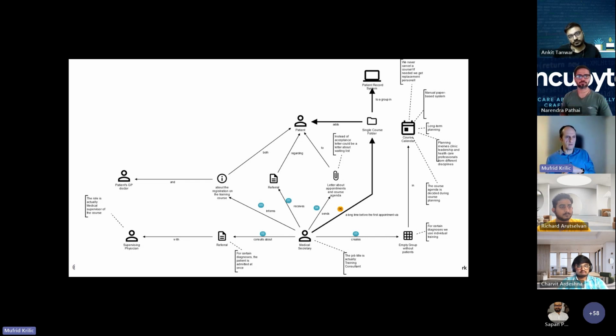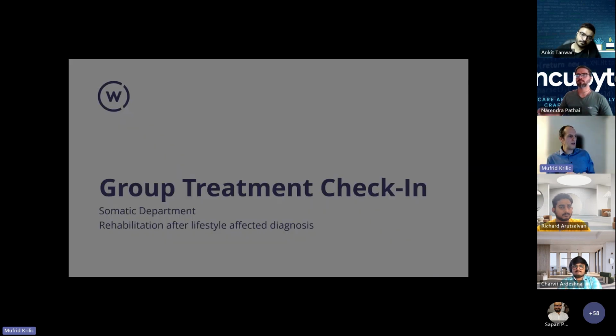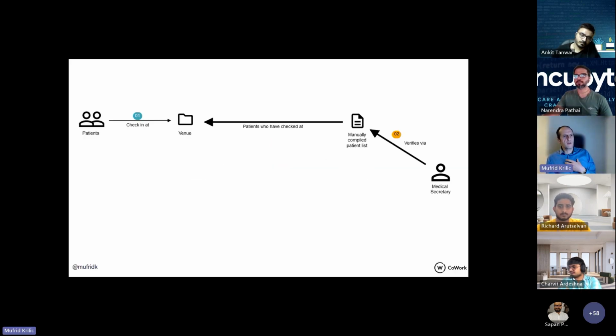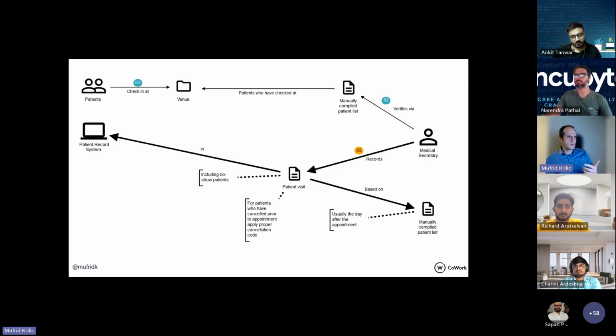So how do they do check-in? They have planned the group, patients have got the letters, and now they need to show up at the appointment, at the group session. So how do they check in? They check in at the venue. The secretary will verify through a manually compiled list who has checked in, and then will record the patient visit in the patient record system, but only the day after the appointment, using the same list. So she or he will record no-show patients: who have actually participated, who was a no-show, who has canceled prior to the appointment.